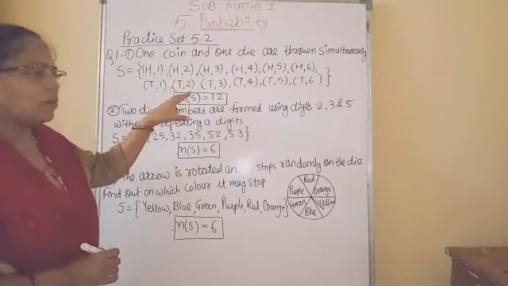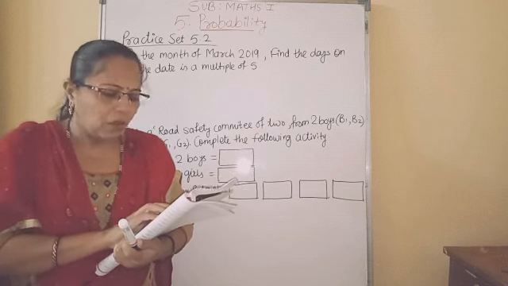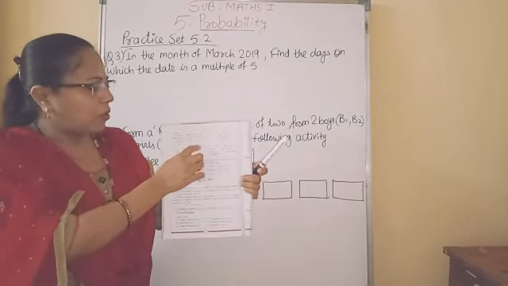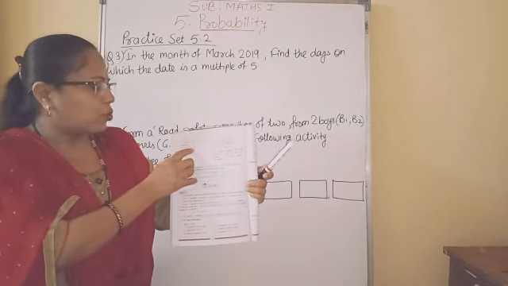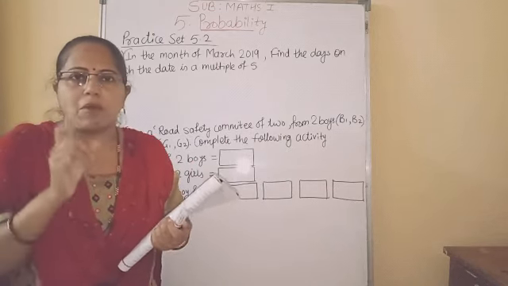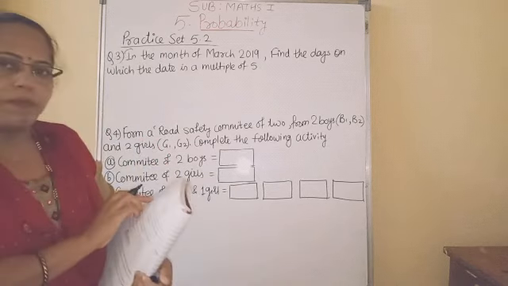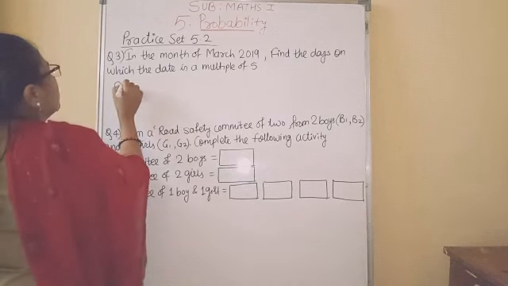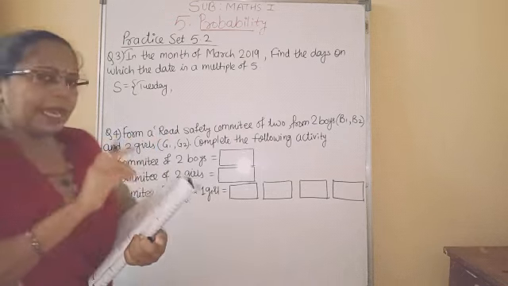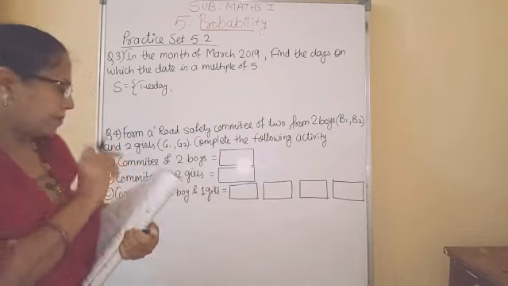Followed? Now understood how to write the sample space. And the month of March 2019, find the days on which the date is a multiple of 5. Here they gave the page of the calendar to show March 2019. We have to find out the days on which the date is a multiple of 5. So the first date is 5. From this calendar, the 5th date comes on Tuesday. So S is equal to, first is Tuesday. Next multiple is 10. This 10 comes on Sunday.